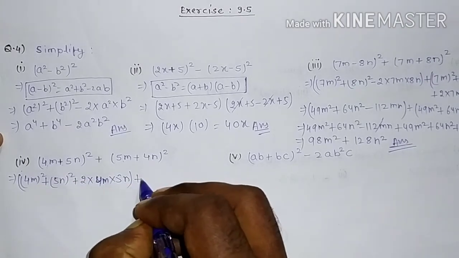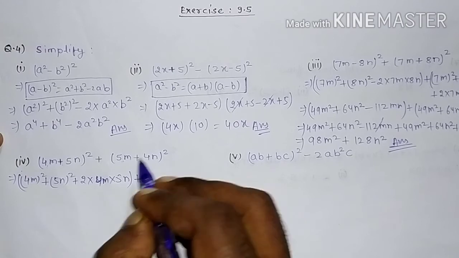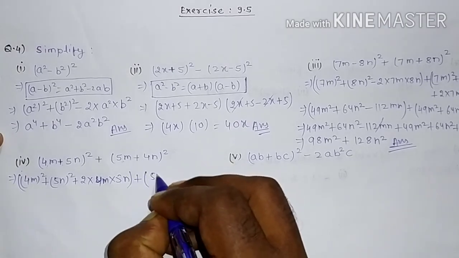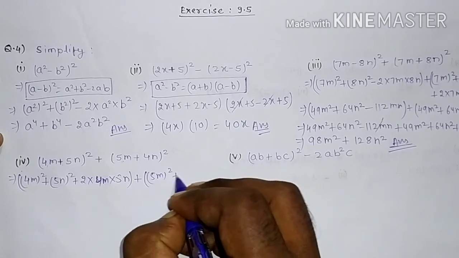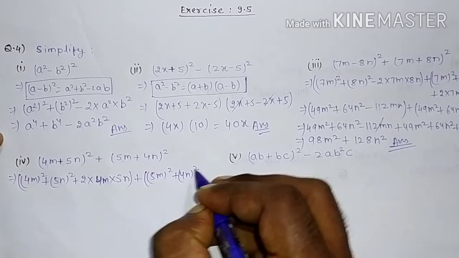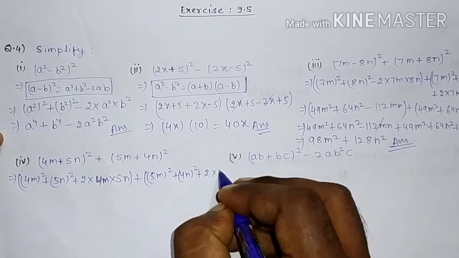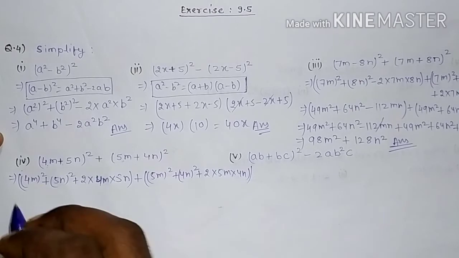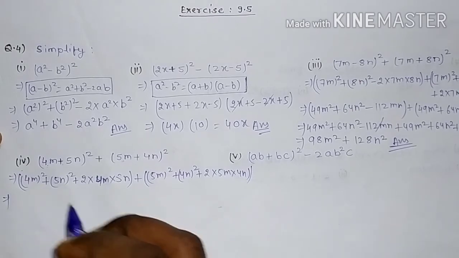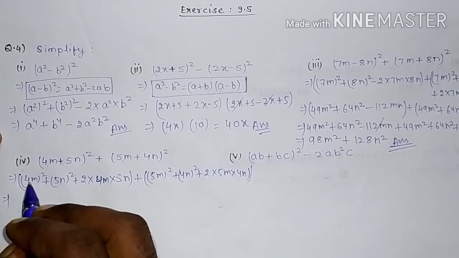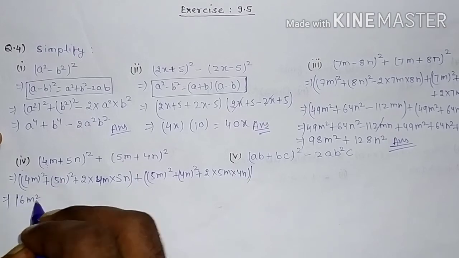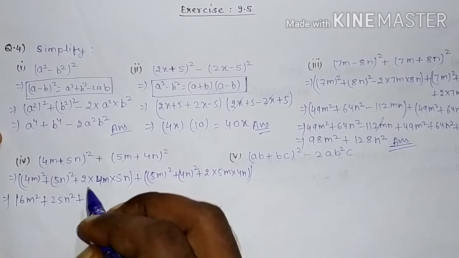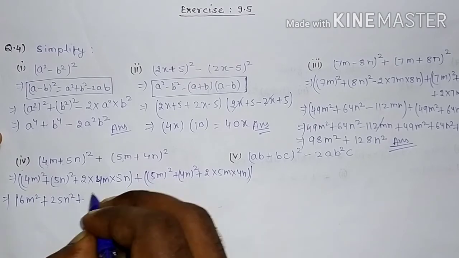Now in the next bracket, (a plus b) whole square, again apply the same formula, that is a square plus b square plus 2ab. Just open the bracket and simplify it. 4m square, that is 16m square, 5n square, that is 25n square, plus 2 into 4 into 5, that is 40mn.